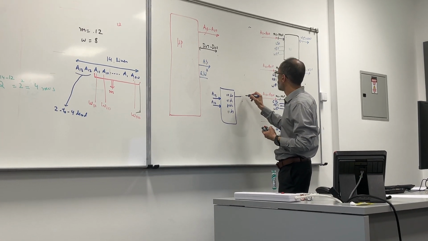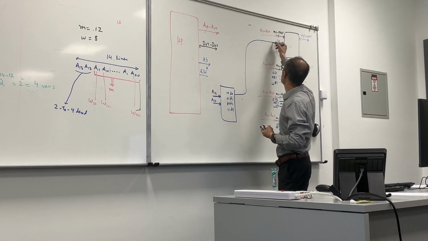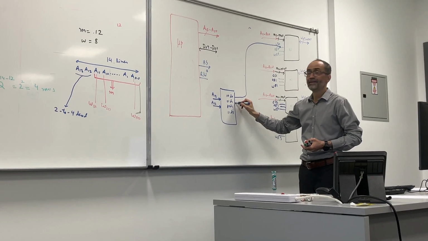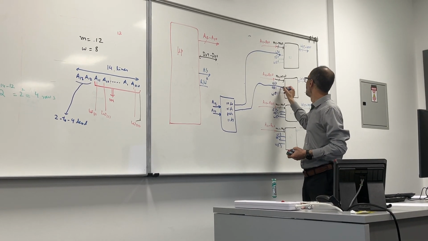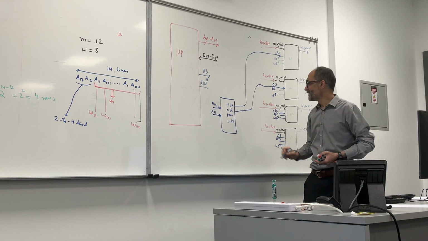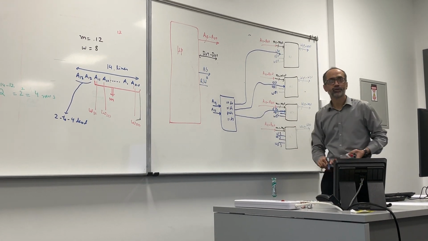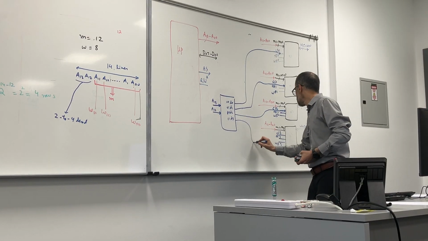And this decoder, D0, will go where? This will go to chip select 0. And D1 will go where? Chip select 1. And D2 will go where? Chip select 2. And D3 will go where? Chip select 3.